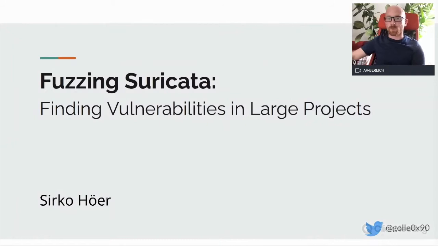My name is Sirko Höer, and I work at the German Federal Office for Information Security, short the BSI. Before I started this job at the BSI, I worked at Code Intelligence as a security analyst beside my studies. My main work is the analysis of open source projects, for example, Suricata, but I analyze many other projects. I'm going to talk about my experience with fuzzing of large projects like Suricata.